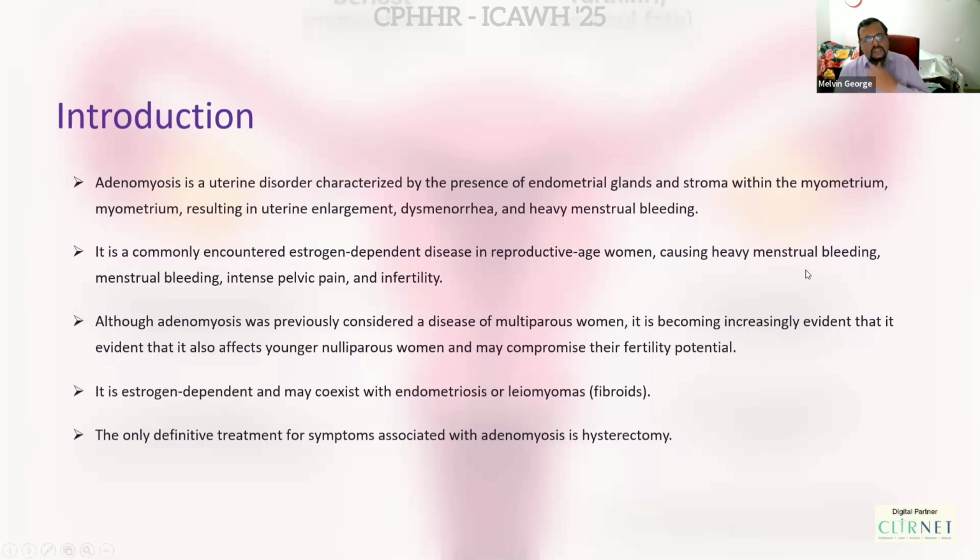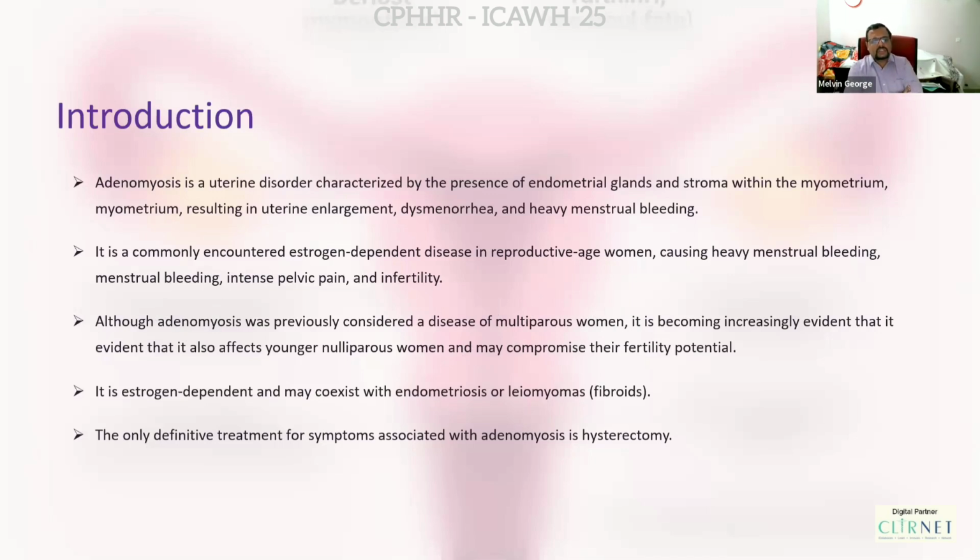Many times, the only symptom they have is heavy menstrual bleeding. They could also complain of pain. And you would also notice that some of the patients who have infertility, one of the reasons for infertility is adenomyosis. Although adenomyosis is usually a disorder of multiparous women, nowadays we are seeing more younger nulliparous women who have never been pregnant in the past, who come with infertility, and then we identify that adenomyosis is the cause of the infertility.